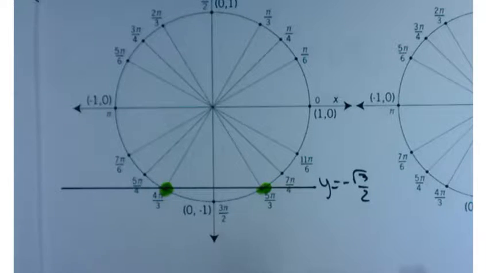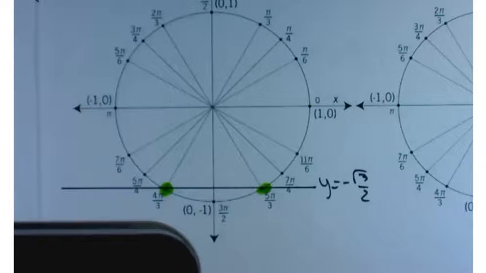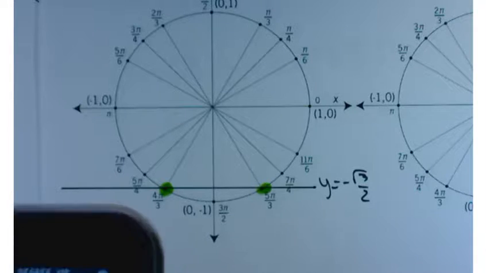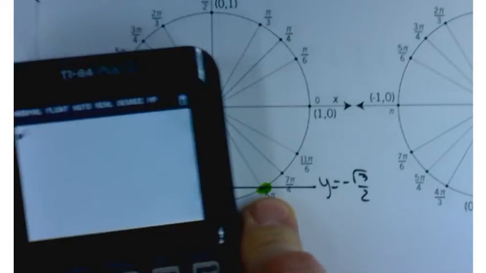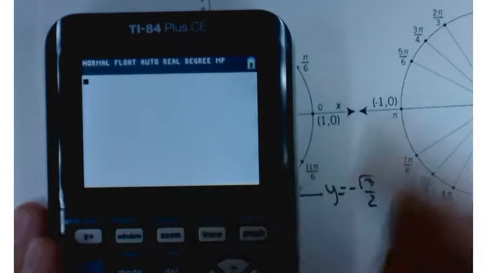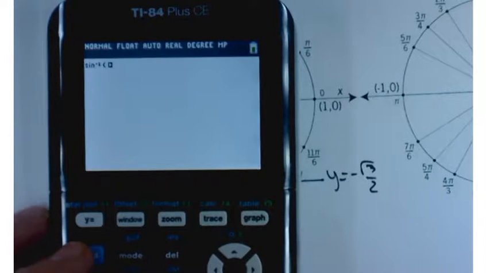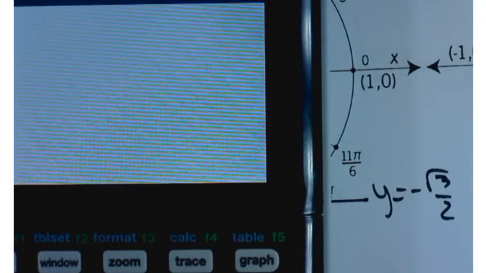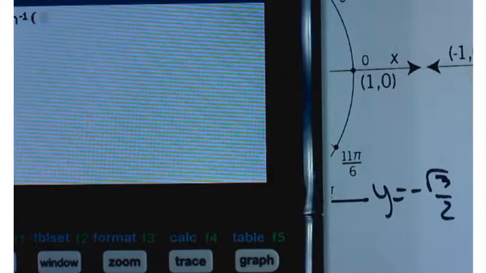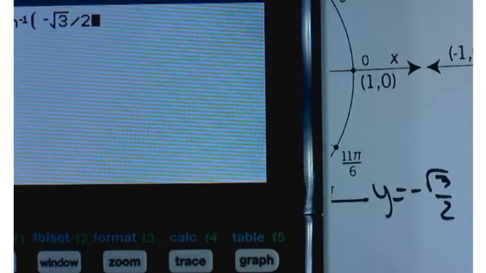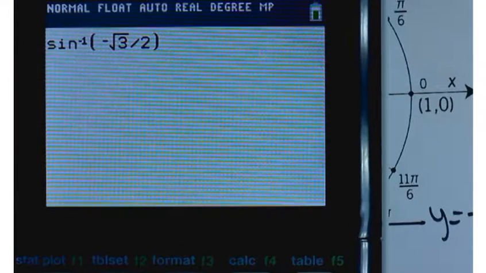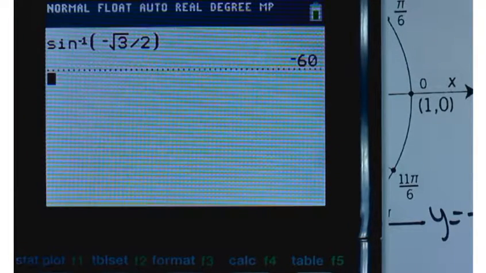at two different angles. Now when you do this on your calculator, if your calculator was in, say, degree mode, it's not going to give you this angle. It's going to give you a negative angle. So let's do inverse sine. Let's try it again. Inverse sine of negative square root of 3 divided by 2. Now this is in degrees because I probably wouldn't recognize the angle in radians. And I get negative 60.